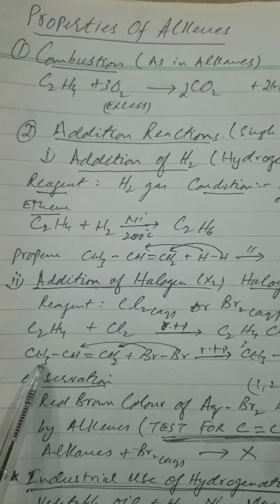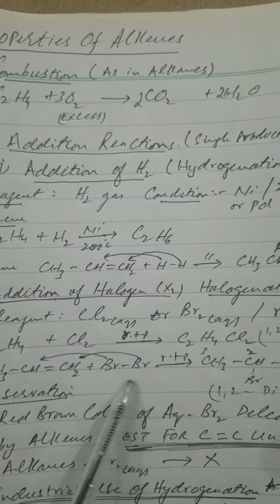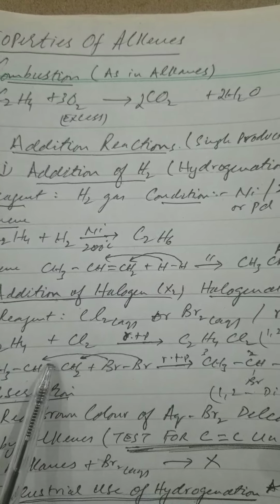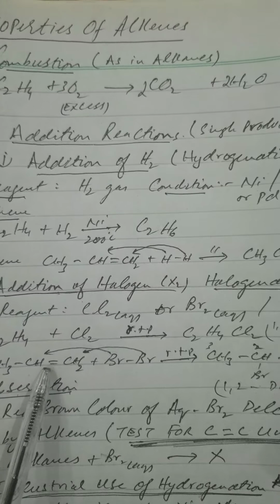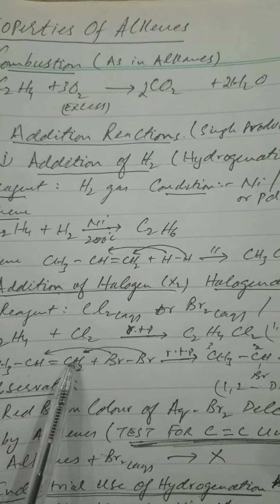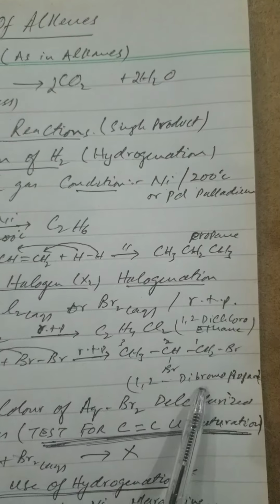Now we are taking an example of propene, and aqueous bromine is added to it at RTP. You see, one bromine atom is going to the carbon adjacent to the double bond, and the other bromine is going to the other carbon. So it will form 1,2-dibromopropane.